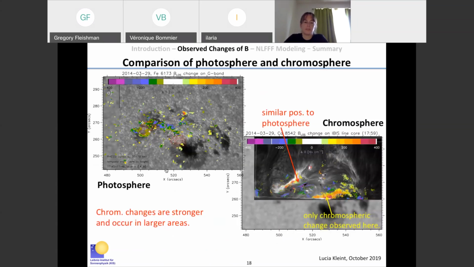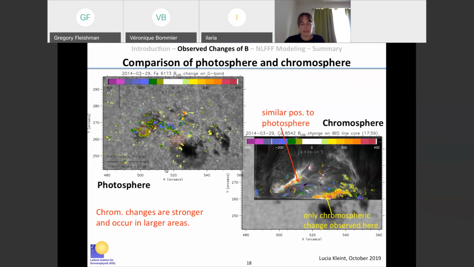Compare. The photosphere is on the left, the chromosphere is on the right, and all these colored pixels are overplotted, meaning there is a stepwise magnetic field change either in the photosphere or in the chromosphere on the right. If we now compare, we see that the photospheric changes agree with one part of the chromospheric changes, where the red arrow is pointing. But there is a huge area in the chromosphere, where the yellow arrow is pointing, which only seems to be changing in the chromosphere and not in the photosphere.